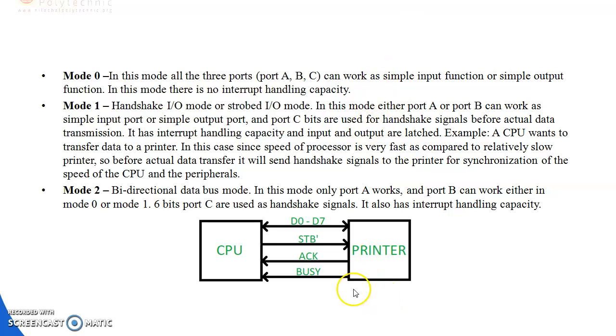So this is the diagram, with the CPU and the printer. Here 4 lines are used. One is the data line, that is D0 to D7. Second is STB bar, third one is ACK, and fourth one is BUSY.